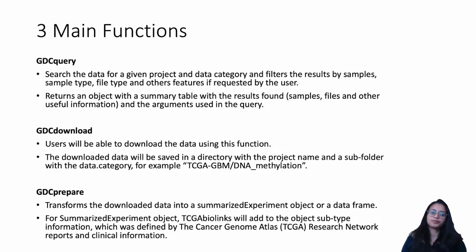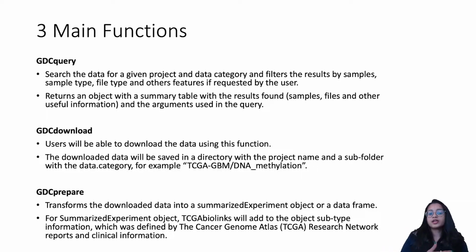These would be the files of interest that we would want to download and move further with our analysis. So the next function is GDCdownload. Once we have built the query and it has returned the object with the resulting matching files, we can use the GDCdownload function to download these files into our directory. The downloaded data will be saved in a directory with the project name and a subfolder with the data category. This will be more clear when we move on to the demonstration and I show how to download these files.